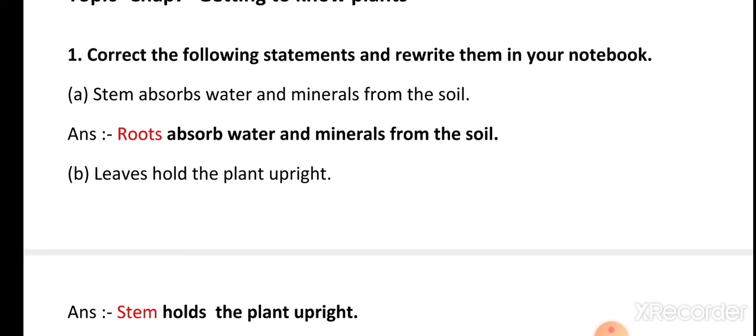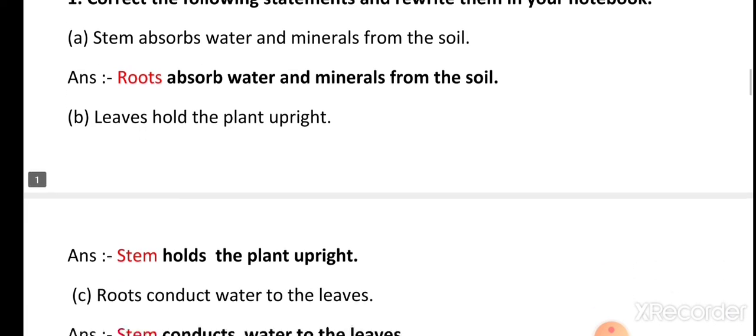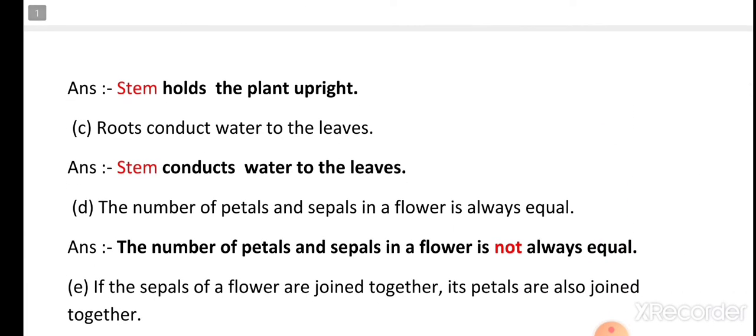B. Leaves hold the plant upright. This is false statement. Correct statement is stem holds the plant upright. C. Roots conduct water to the leaves. This is false statement. Correct statement is stem conducts water to the leaves.